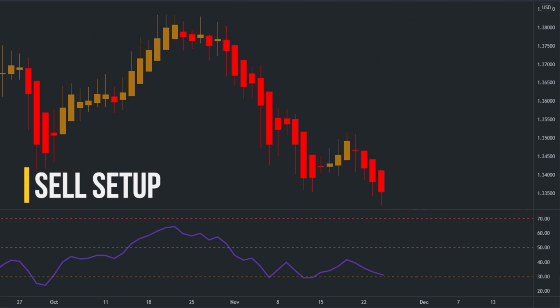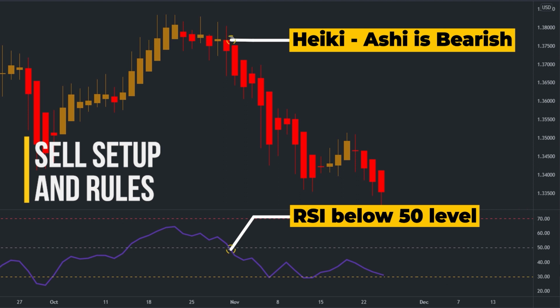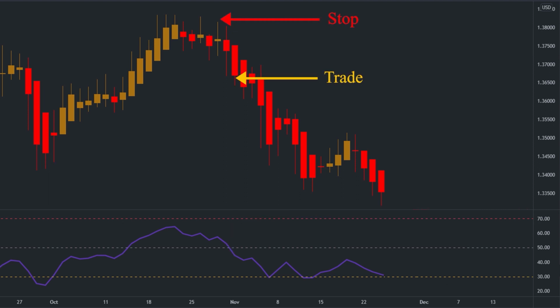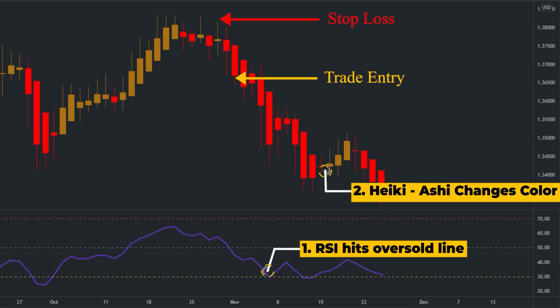Sell when the current modified candle color changes from green to red and the RSI line crosses the 50 level to below. Stop loss above the swing high. Two methods to exit the trade. First, when RSI hits the oversold area, you can close the trade with profits. Second, when the Heikin Ashi candle changes from bearish to bullish, it indicates a reversal or a pause in the current trend.